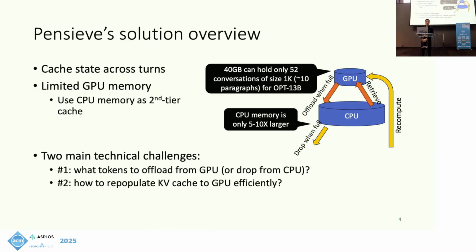So there are two main technical challenges here. The first is on the eviction path, basically what tokens to offload from GPU to CPU or to drop from CPU out of the system. And the second challenge is on the retrieval path, basically how to repopulate the KV cache to GPU efficiently.